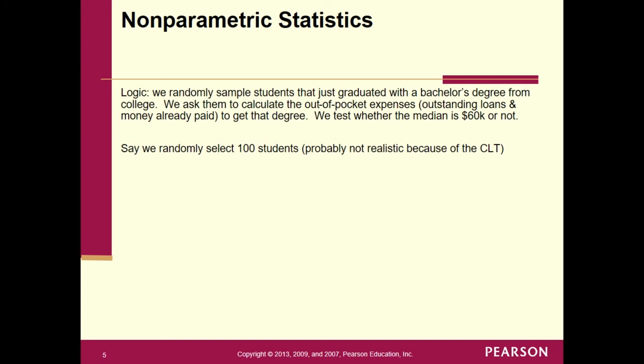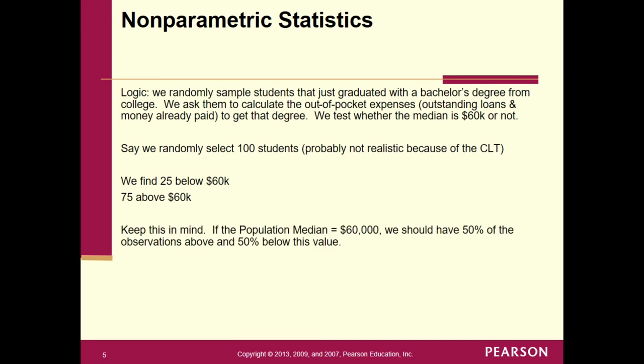So let's say that we randomly select 100 students. Now, probably this isn't too realistic because the CLT would probably apply in this situation, but I need to use a larger sample size here to kind of prove my point, okay? So just bear with me that we're going to use a larger sample size than normally what you see with nonparametric statistics. And again, it's just to prove a point. So let's say that with our 100 students, we find 25 that are below 60K, and we have 75 above 60,000.